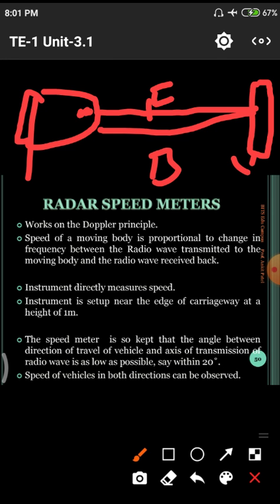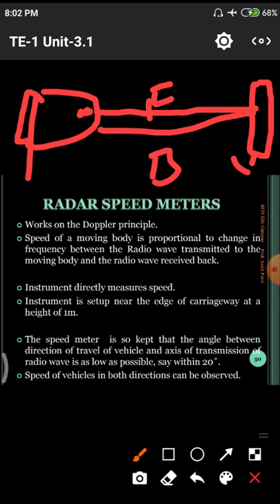Next, the instrument is set up near the edge of the carriageway at a height of 1 meter, that means nearly 3.3 feet, facing the particular object in the roadway. That means nearer to our wrist level. They normally place it to suit our body. We have different seating capacities for different vehicles, so we need to observe every vehicle in spot speed studies, so that it will be easy for us.